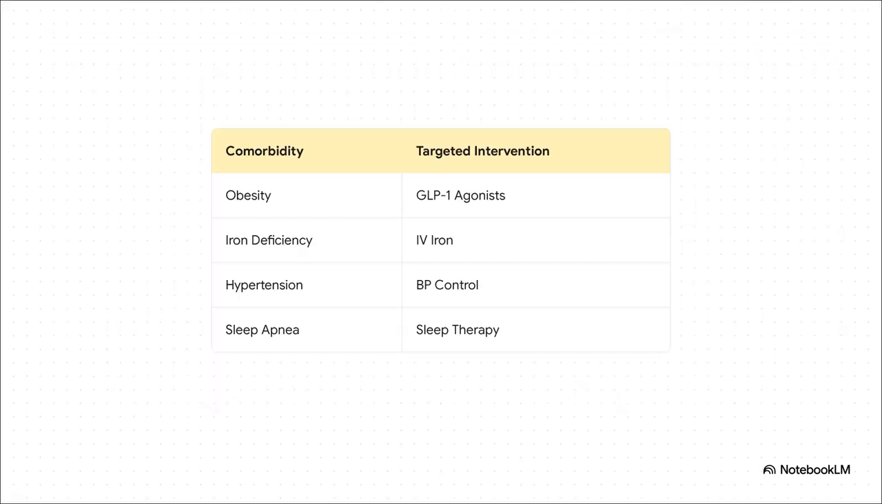To treat the whole patient in these higher ejection fraction categories, we have to pair specific issues with highly targeted interventions. If the patient has obesity driving their heart failure symptoms, we look at GLP-1 agonists. If they have iron deficiency, which, by the way, is incredibly common and debilitating in heart failure, we don't just tell them to eat spinach, we use intravenous iron, like ferric carboxymaltose. We aggressively control hypertension. We use targeted sleep therapy for sleep apnea. The overarching philosophy here is that by aggressively managing the comorbidities, we reduce the strain on a heart that's actually pumping relatively well, but is stiff and filling poorly.